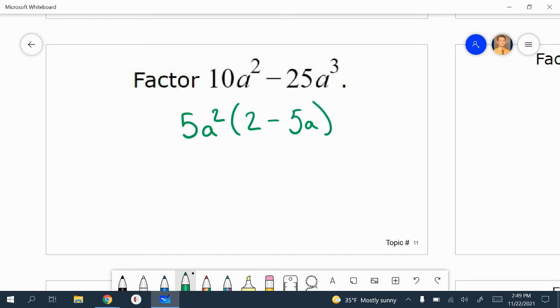It's factored. I don't know if that's the way I would write it. I might change it around to be 5a squared minus 5a plus 2, because I just like the order of that a coming first. But I think Alex would accept either of those.